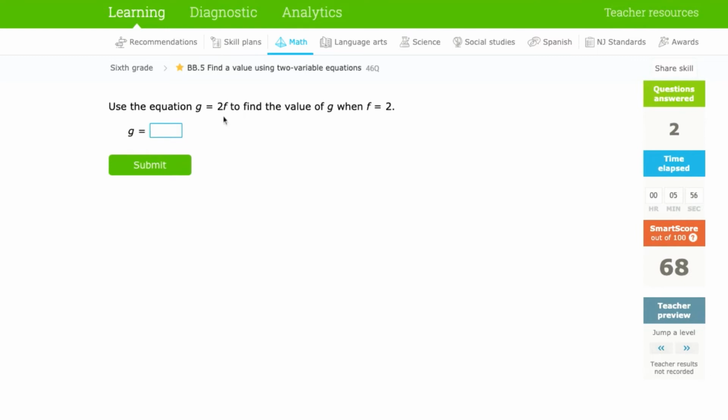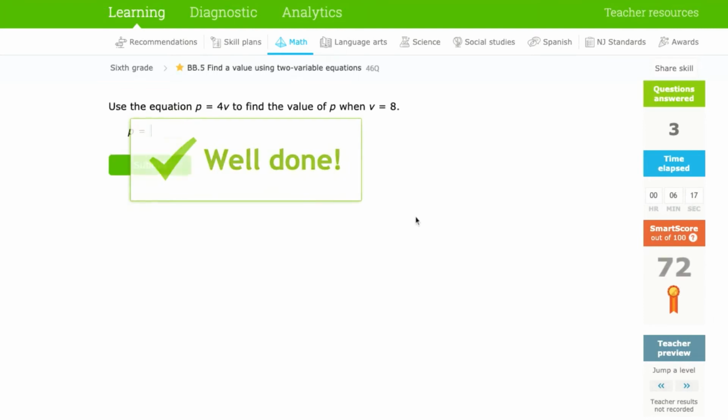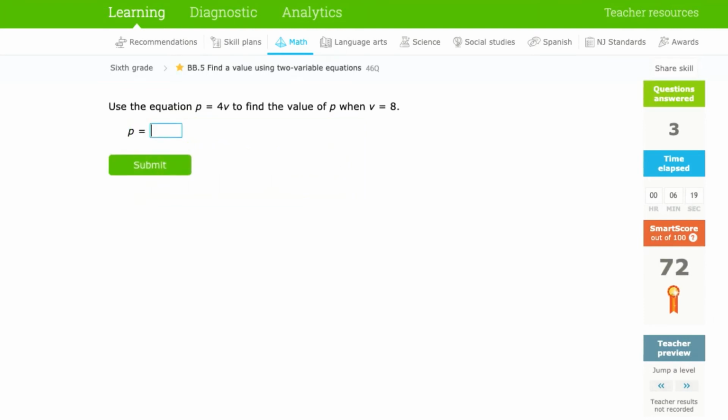And remember here we have 2 is next to F. Remember that shows you multiplication, right? When you have a number next to a variable, that shows you multiplication. So here they want you to find G when F is 2. So if you replace this F with 2, then it's not going to be 22, it's going to be 2 times 2. And 2 times 2 is 4. So when F is 2, G is 4. So that's the relationship between those two variables.